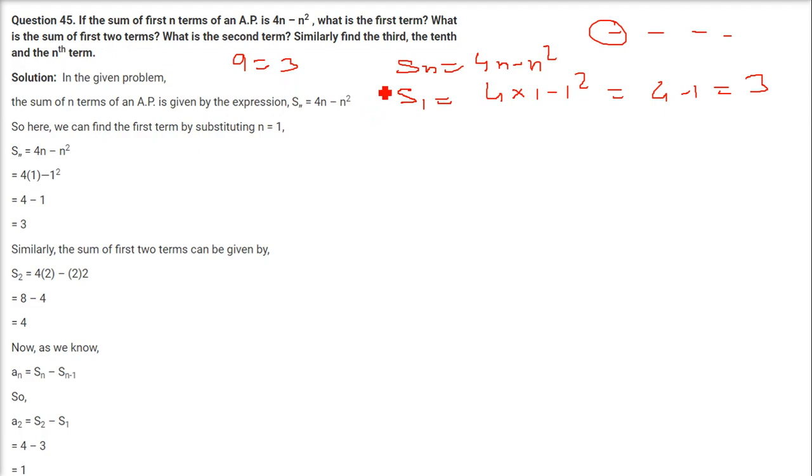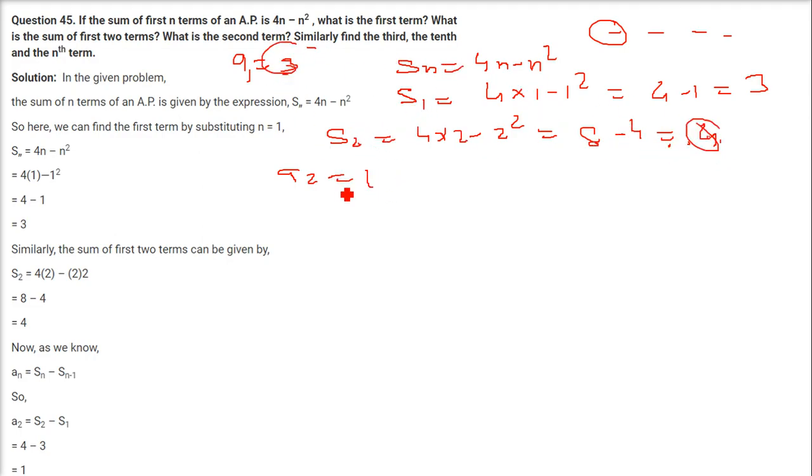How to find out the second term? So let us take S2. 4 into 2 minus 2 square, that is 8 minus 4, that is 4. Now this is the sum of first two terms. So you have to subtract the first from this to get the second one. That is, this is the first one, say A1. A2 can only be found out by subtracting this by this, because this is the sum of the first and the second term. So second term will be 4 minus 3, that is 1. So you have first term, second term. And when you have first term and second term, you can find out D. That is second term minus first term, 1 minus 3. So D is known and A is also known. So you have A and D. You can do everything now.